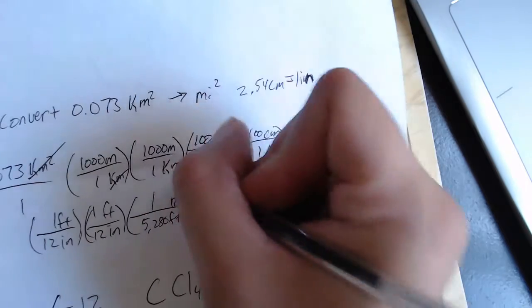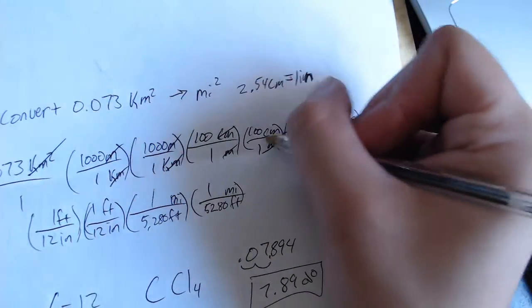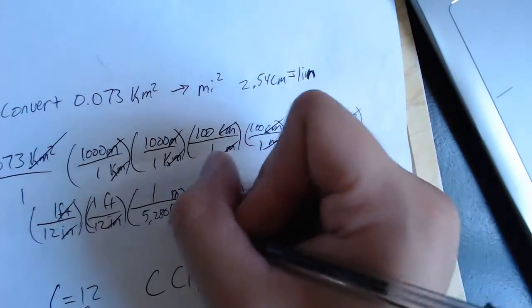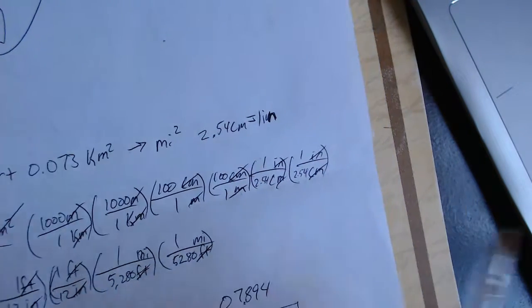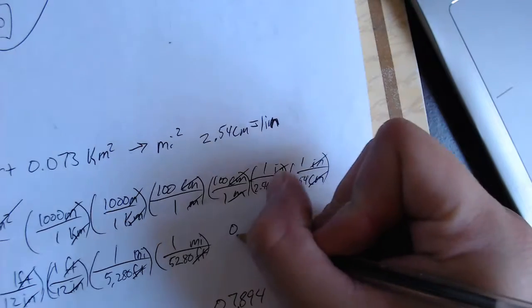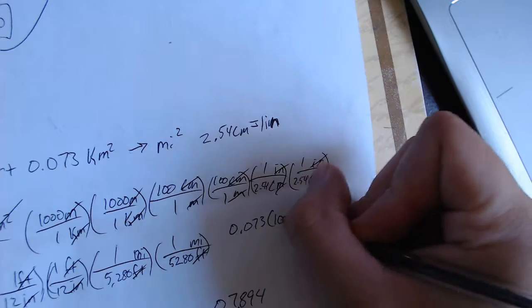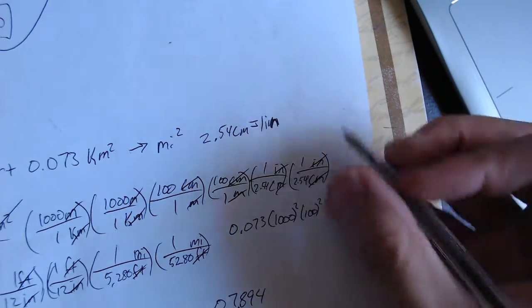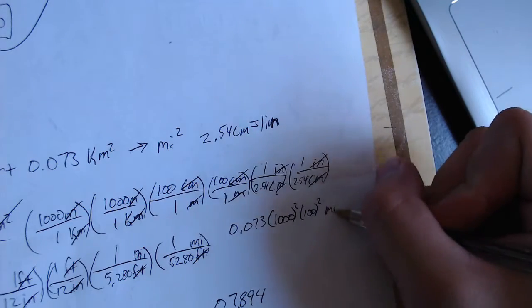From here we just keep simplifying the way that we know. So km squared cancels, meters cancel, centimeters cancel, inches cancel, and feet cancel. So then when we multiply our final answer, we've got 0.073 times 1,000 squared times 100 squared miles squared. So miles times miles gives us miles squared.